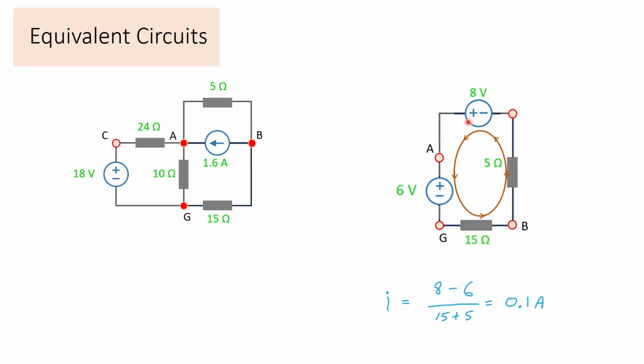The 8 volts is a larger voltage, so the current will be counterclockwise. 8 minus 6 volts divided by the series 15 plus 5 ohms is 0.1 amps. And in this equivalent circuit, the only resistance that was original is the 15 ohms. And so we know it's 0.1 amps going from G to B through the 15 ohms.